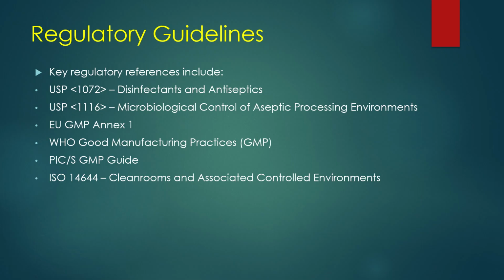Finally, let's look at the key guidelines that support disinfectant use in pharmaceutical manufacturing. These include USP 1072 for disinfectants and antiseptics, USP 1116 for microbiological control of aseptic environments, EU GMP Annex 1, WHO GMP, the PIC/S GMP Guide, and ISO 14644 for cleanroom requirements. Together, these guidelines provide a framework for effective contamination control and cleanroom management.